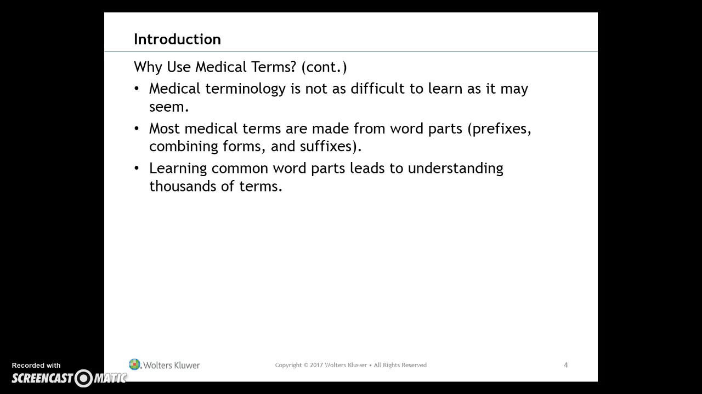And you will need to memorize many word parts to understand medical terminology, and you'll need to learn how terms are built from common parts, and then your understanding will grow very quickly. And the focus in this text and in this class is to help you learn new terms and expand your vocabulary.